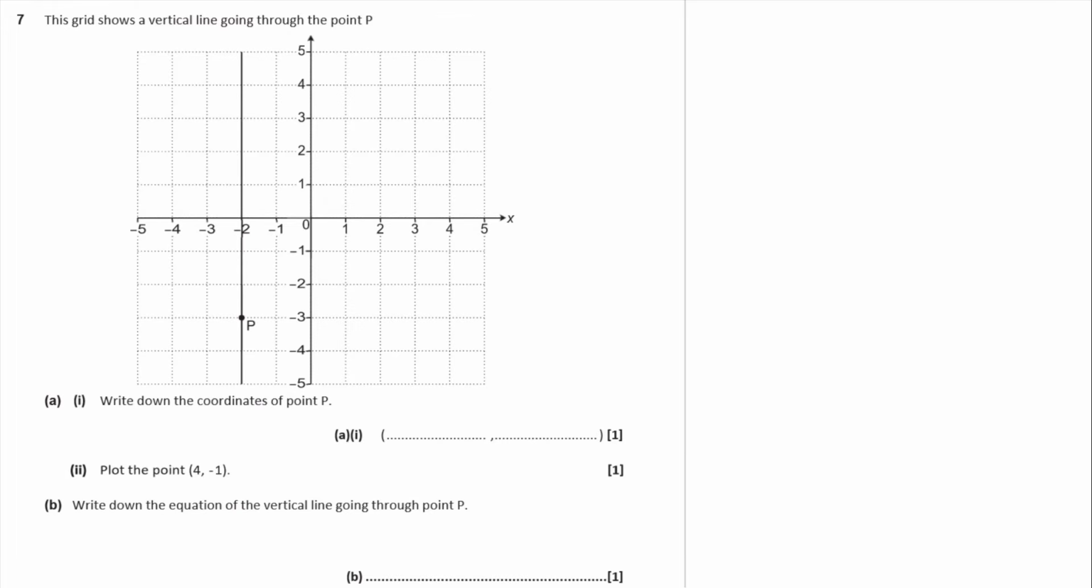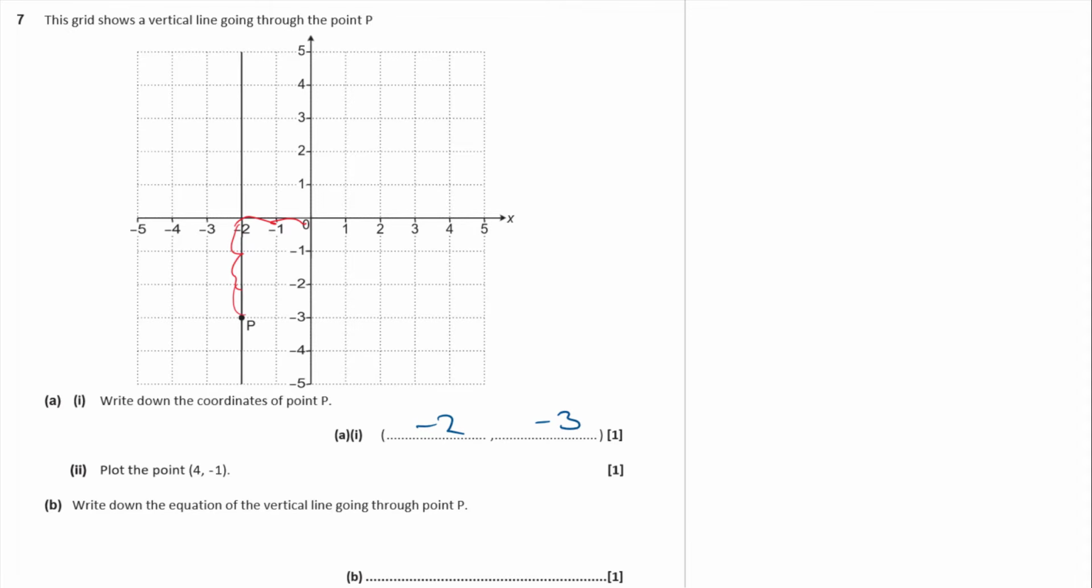Question 7. This grid shows a vertical line going through the point P. Write down the coordinates of the point P. Well, coordinates are along the corridor, up the stairs. So we're going -2 to the left and -3 down. So -2, -3 for that one.